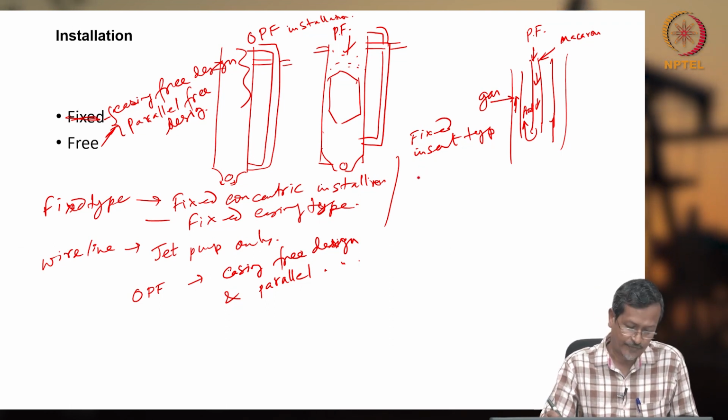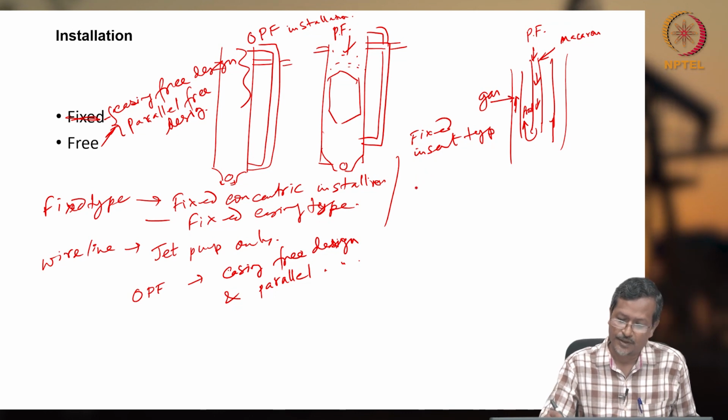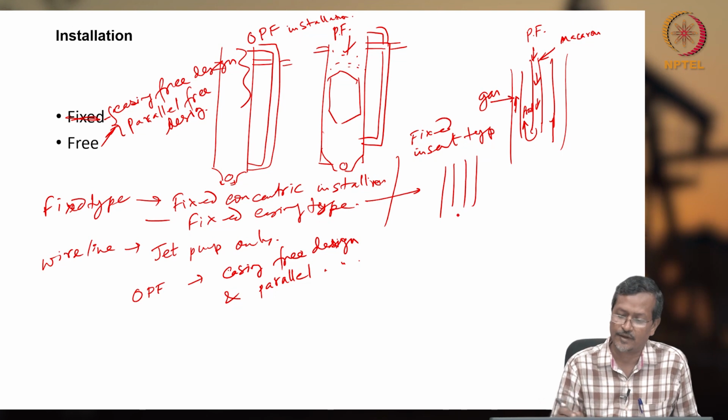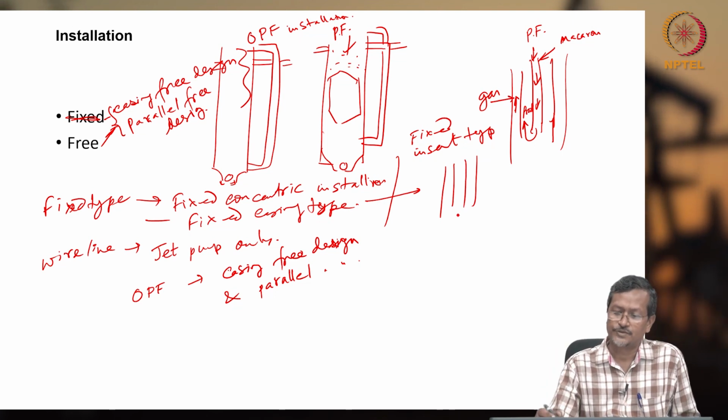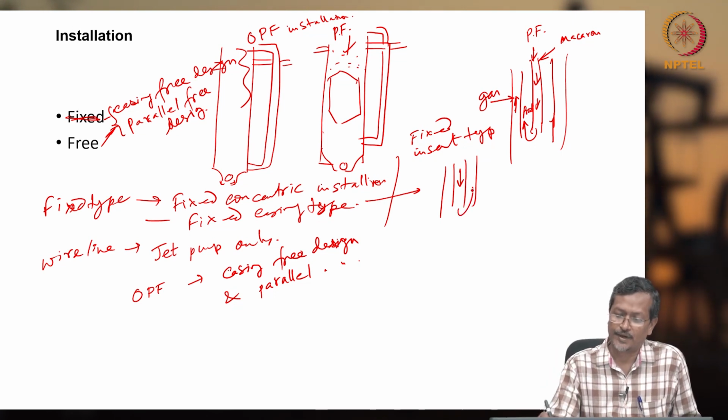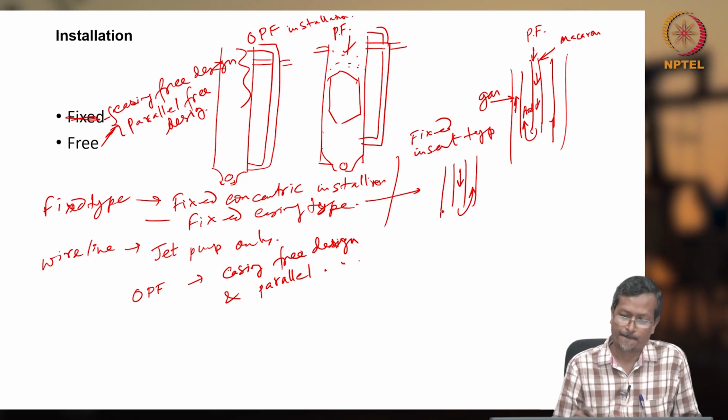And another type can be fixed casing type. Like, it will not have any macaroni tubing, so you are pumping here and you are getting production here, through the annular.